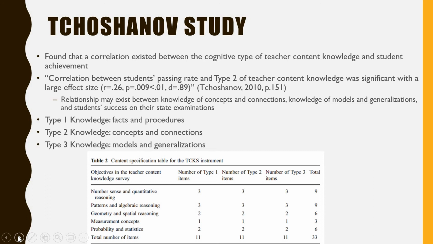Looking at the chart, you can see the study divided teacher knowledge into 3 categories: Type 1 knowledge, facts and procedures; Type 2, concepts and connections; and Type 3, models and generalizations. When this data was evaluated, Choshanov found that a significant correlation existed between the cognitive type of teacher content knowledge and student achievement. So this shows that a relationship may exist between knowledge of concepts and connections, knowledge of models and generalizations, and students' success on their examinations.